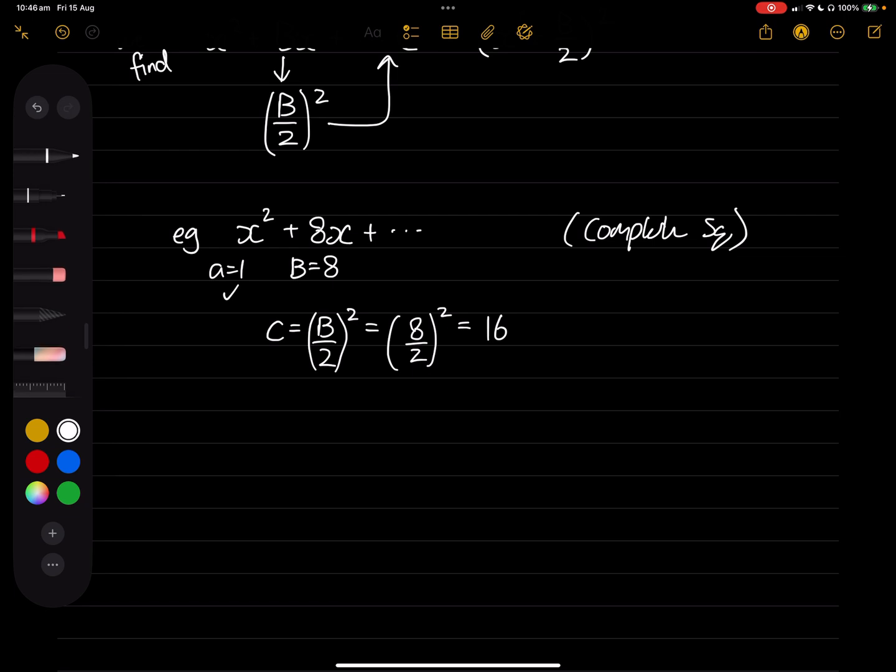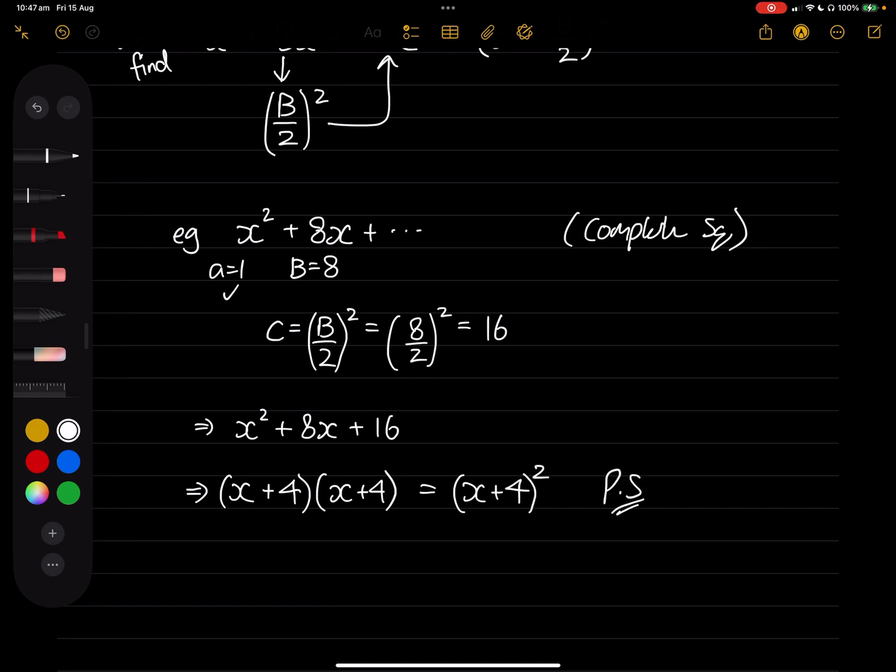So this whole expression now becomes x squared plus 8x plus 16. If we now try factoring it, we will find that two numbers that add to make 8 and multiply to make 16 are 4 and 4. So this becomes x plus 4 times x plus 4, which is x plus 4 all squared, and this is our perfect square that we were after.